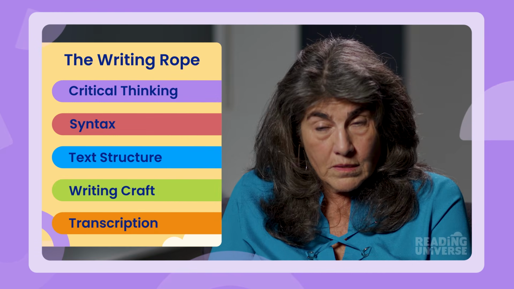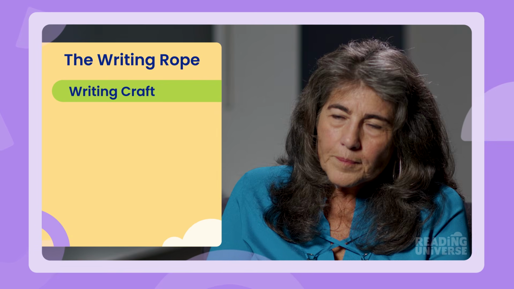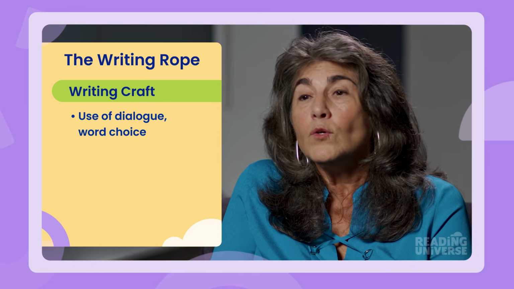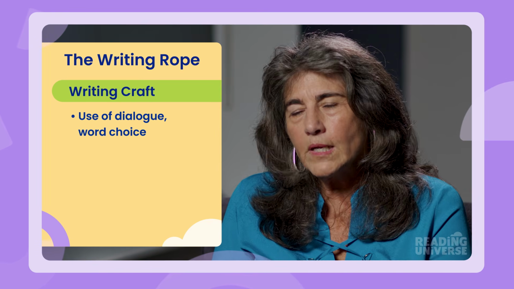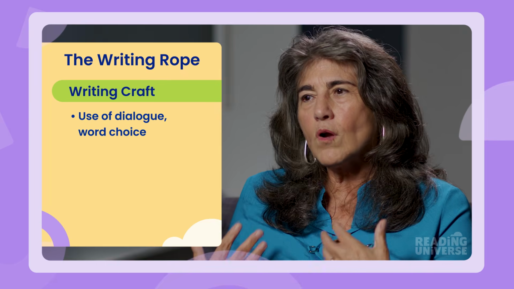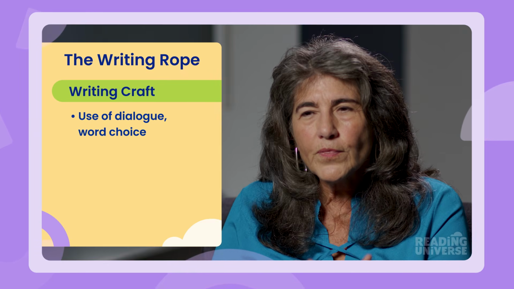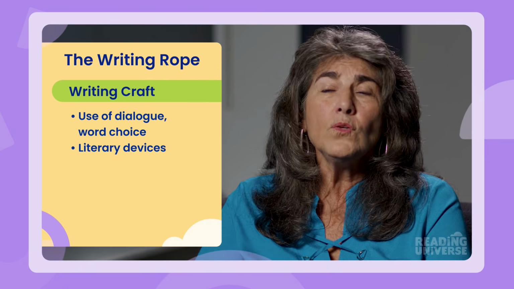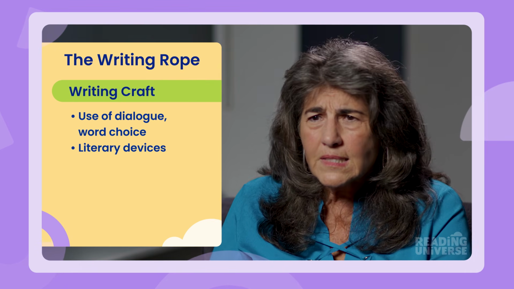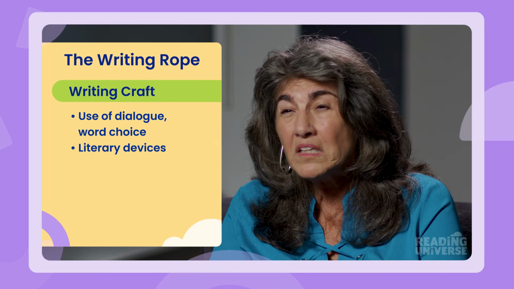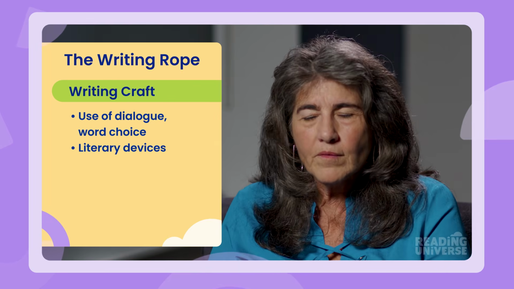The fourth strand of the writing rope has to do with what I labeled writing craft. So this can include anything from, let's say, how you use dialogue in a narrative to get across a certain emotion, right? Or to get across some ideas that you want the reader to understand. It includes all those other literary devices that are out there, right? You know, flashback, allegory, simile, metaphor. There's so many of them.